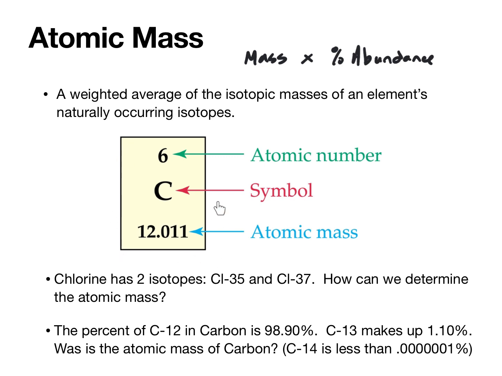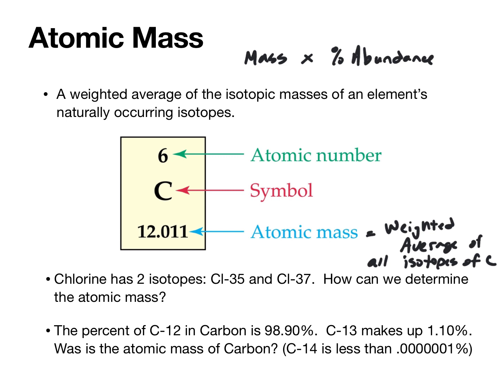So if you look at a square on the periodic table, the number in the top, which represents the number of protons, is the atomic number. In this case, carbon has 6 protons. Its symbol's in the middle. Sometimes it includes the name. In this case, we don't include the name. But this number on the bottom, which is usually a decimal, is the atomic mass, which is a weighted average calculated using percent abundance data.